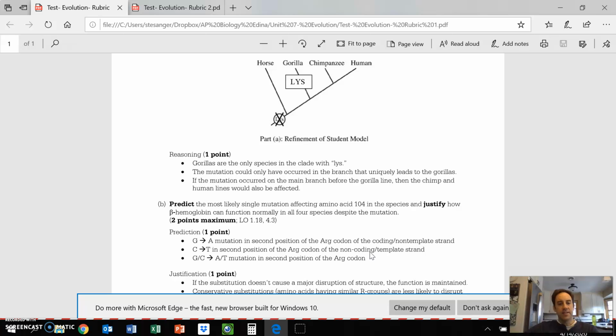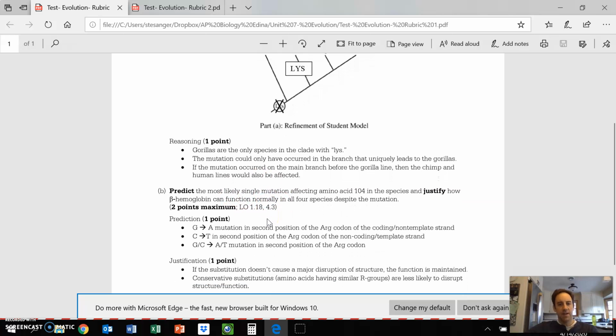B: predict the most likely single mutation affecting amino acid 104 in the species and justify how beta hemoglobin can function normally in all 4 species despite the mutation. So some of you simply wrote missense mutation, and it's saying predict the most likely single mutation. It's asking you to be specific, and the specific mutation is a G to an A.